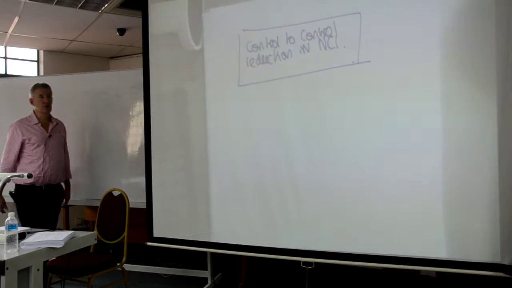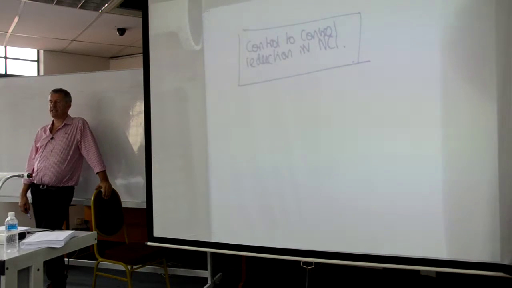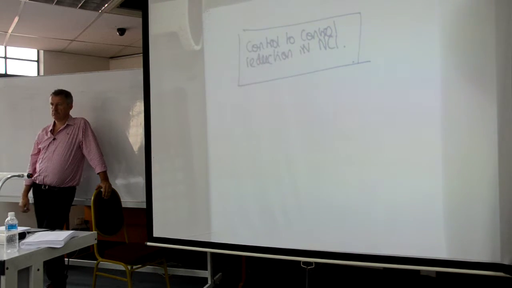There's a control-to-control transaction. NCI is going down, and there's a cash flow of 10. Okay, that's all I'm telling you. There's a control-to-control transaction. Cash flow is 10, NCI is going down.